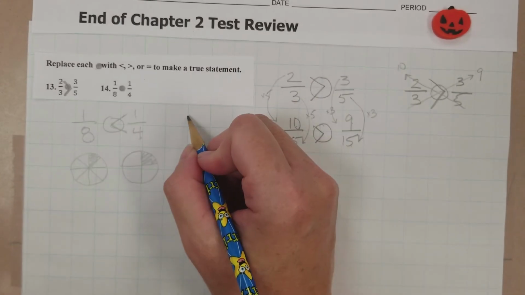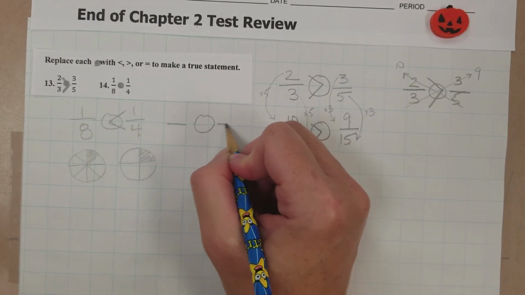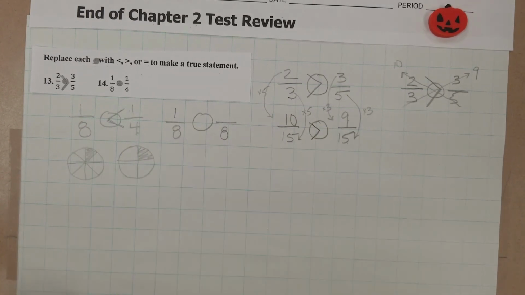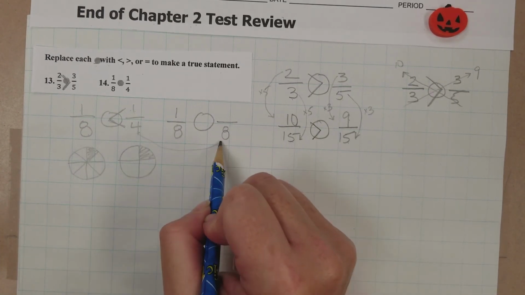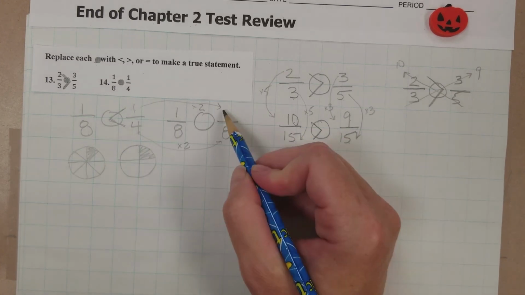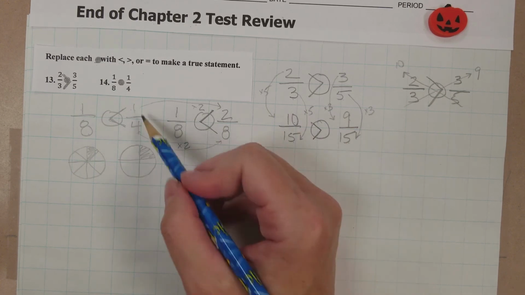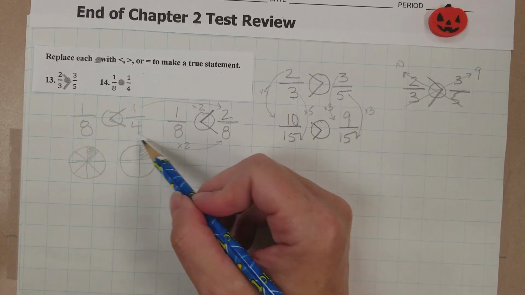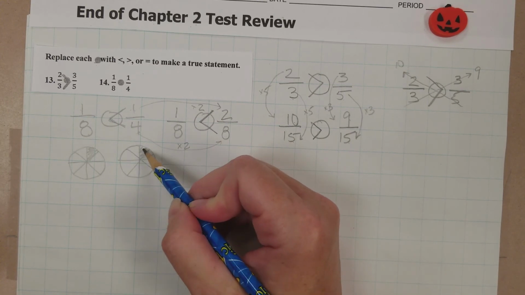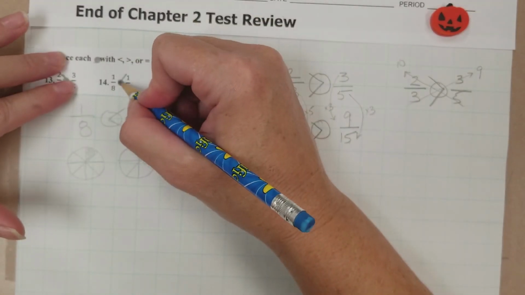Another way would be to have a common denominator. In this case, you could say 8 would be your common denominator. And 1/8 would stay the same. To get from 4 to 8, I multiply by 2. And multiply 1 by 2, and I would get 2/8. Okay? And therefore, 2/8 is bigger, so 1/4 is bigger. Now, in our model, what we could do is change these 4ths into 8ths, and you will notice that you have 2/8, and then here you have 1/8. So 1/4 is bigger.